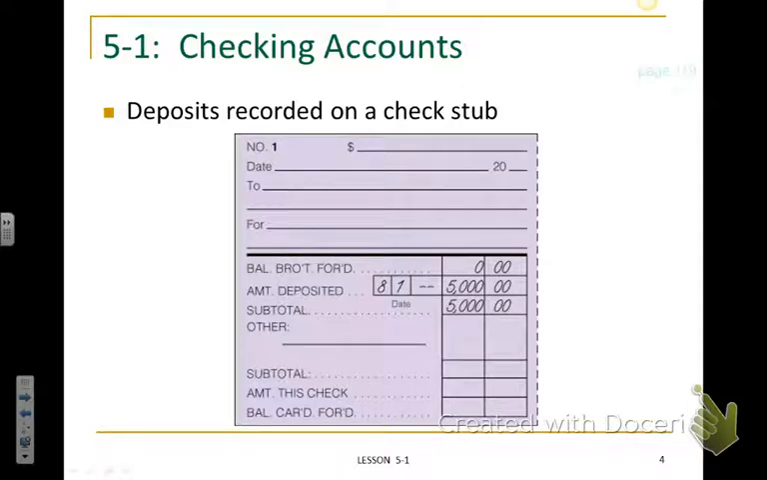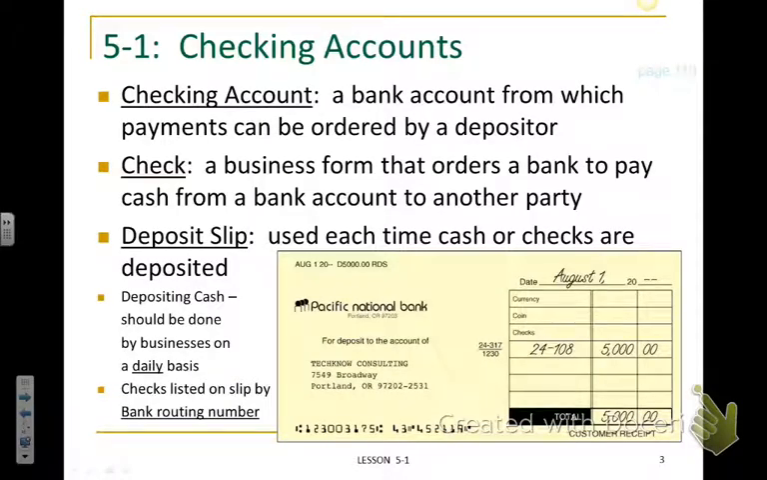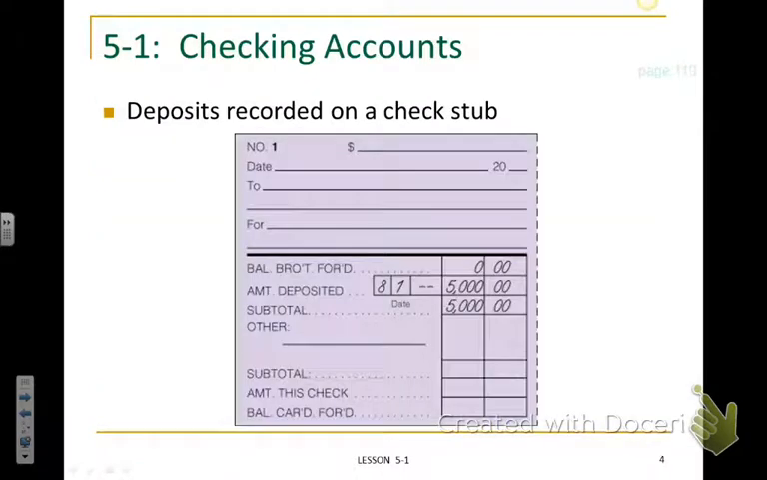When we deposit money into our bank account, we record that deposit on what we call the check stub. We already briefly discussed the check stub in a previous chapter, but here we're going to spend quite a bit more time looking at and working with the check stub for our businesses. As you can see here, not only did we on the previous page use a deposit slip for that deposit of $5,000, but here we're going to record that deposit on our check stub in our checkbook.